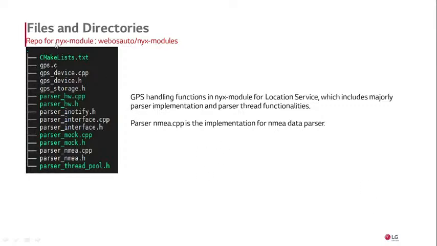Okay, next is a repo for the Nix module, which is actually webOS Auto for Nix modules. In the Nix module, we are mainly concentrating only on the GPS data, which corresponds to the GPS functionalities that have been implemented as part of the GPS. So GPS handling functions in the Nix module for location service include majorly parser implementation and parser thread functionalities. Parser NMEA.cpp is the implementation. Basically, this is the one implementation for the NMEA data parser. It is one of the parsers actually.